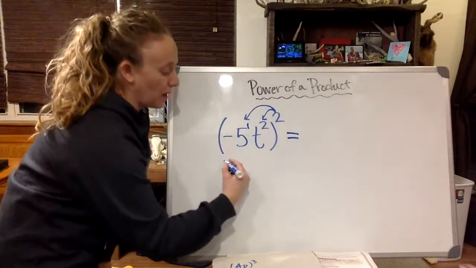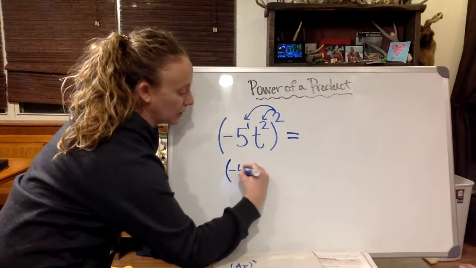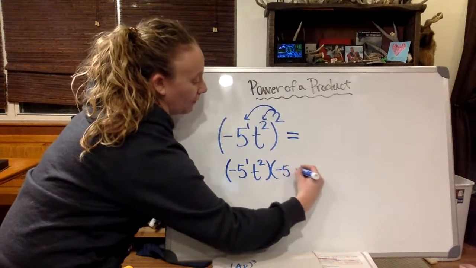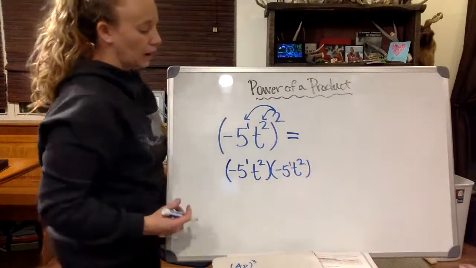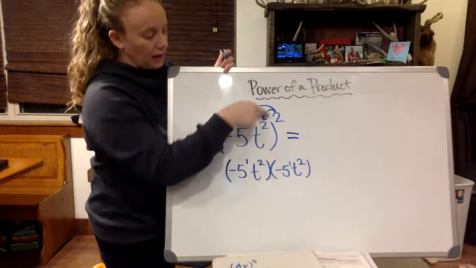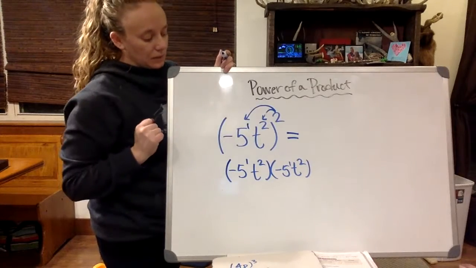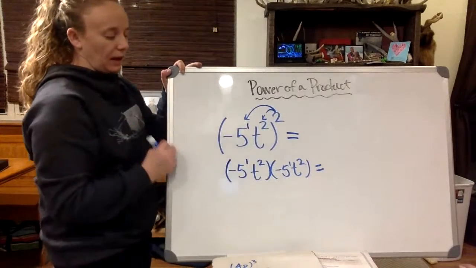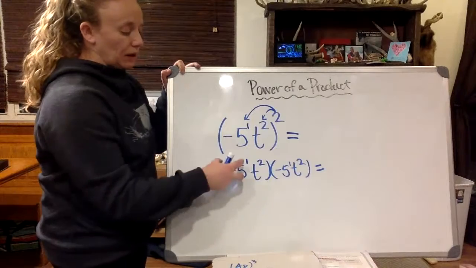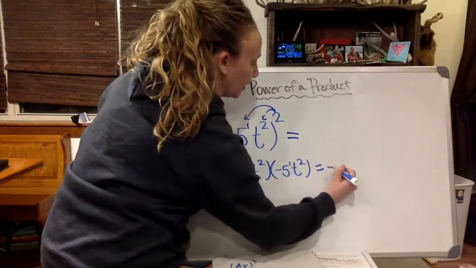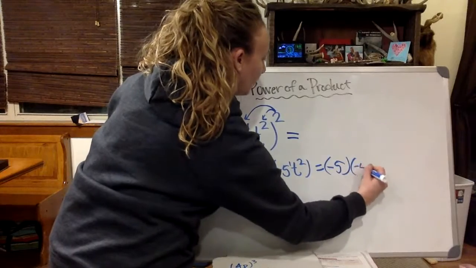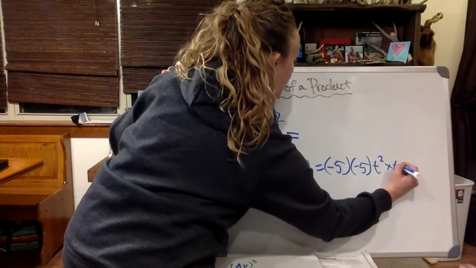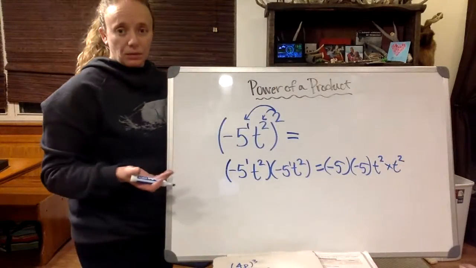So it's important that maybe you expand this out first so that way you can truly see what's happening. -5 times t squared times -5 times t squared. Okay, so I have taken everything in here and multiplied it by the number of times the exponent tells me to. So then if I were to rearrange this so that way I can truly deal with everything, everything's being multiplied here. So I can rearrange it so the numbers are together, -5 times -5, and then the variables are together. So I get t squared times t squared.